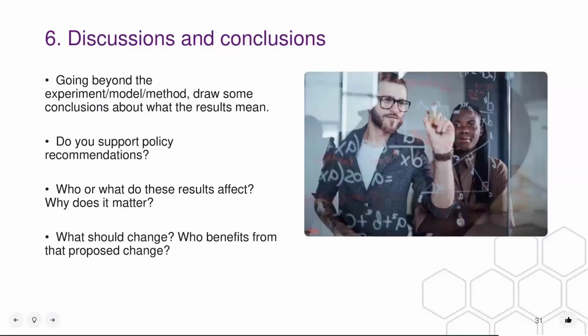Once you've run your experiments and analyzed the data, you can start to interrogate the results and form some conclusions. This means going beyond the experiment, the model, or the method to draw conclusions about what the results mean, what picture they're forming. For instance, do you support the policy recommendations that have come out from your research? Who or what do these results affect? Why does it matter? What should change? Who benefits from the proposed change?